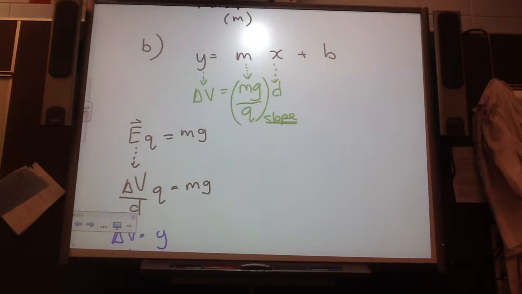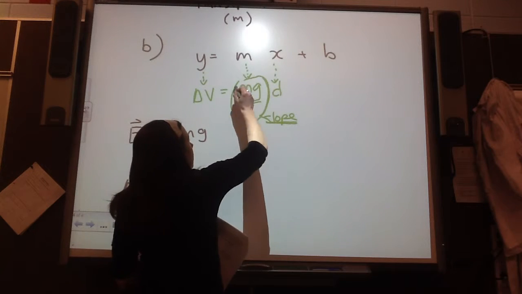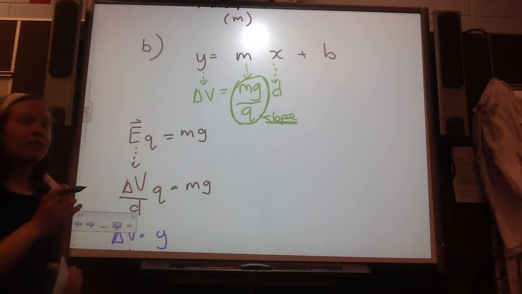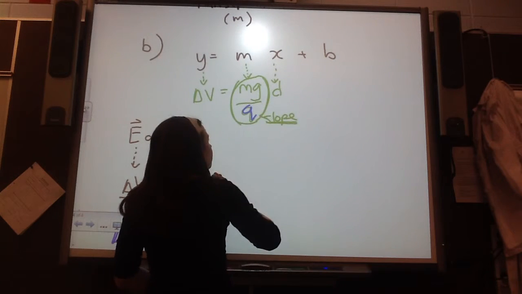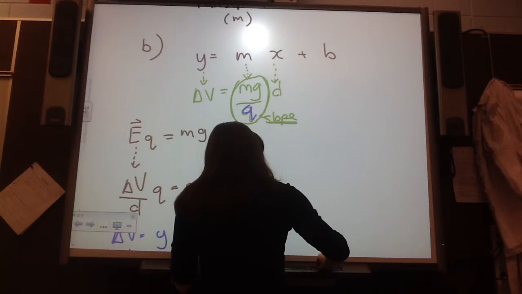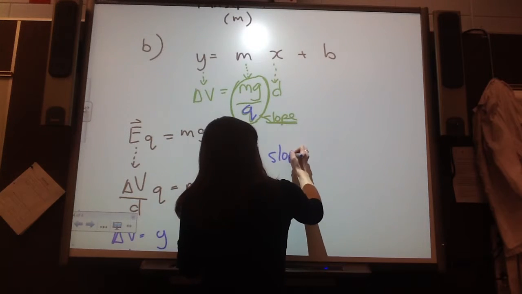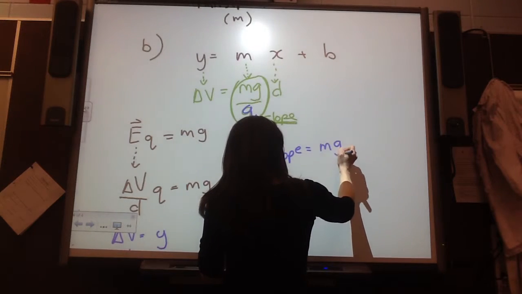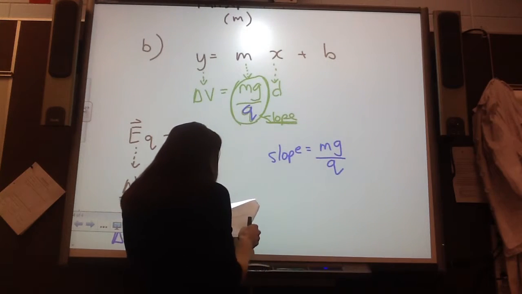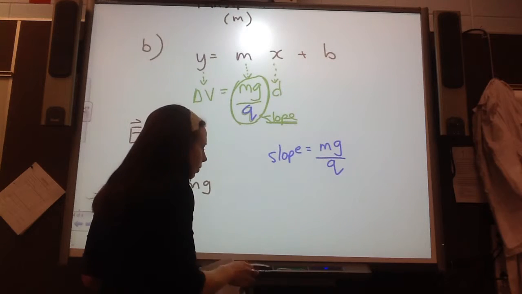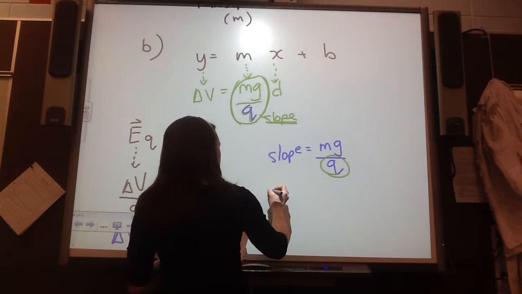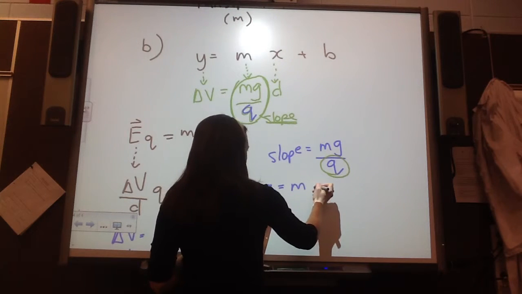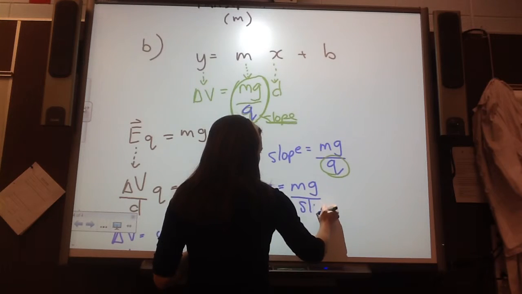Now we take this slope formula and what it equals to find charge. We're looking to solve for Q, but we can use this overall formula. Let's say slope is equal to m times g divided by Q. If we rearrange to solve for Q, we'll have Q is equal to m times g divided by slope.